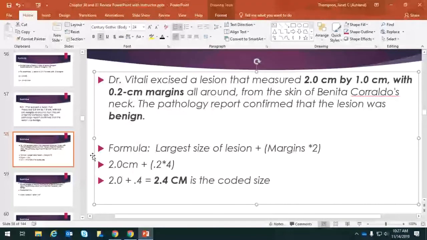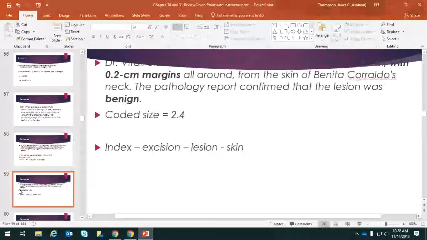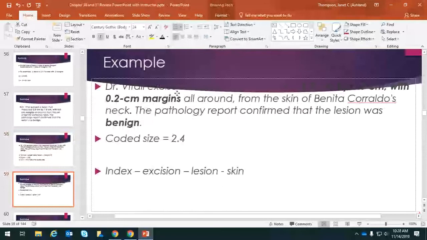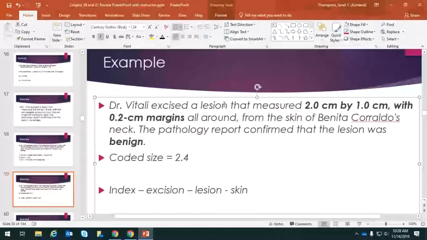So now we go to the second part where we're starting to fill in our formula. Largest size of the lesion, 2 centimeters, plus the margins, 0.2 times 2. So margins times 2, 0.2 multiplied by 2, is 0.4. When we add those together, 2.4 centimeters is the coded size of a benign lesion.